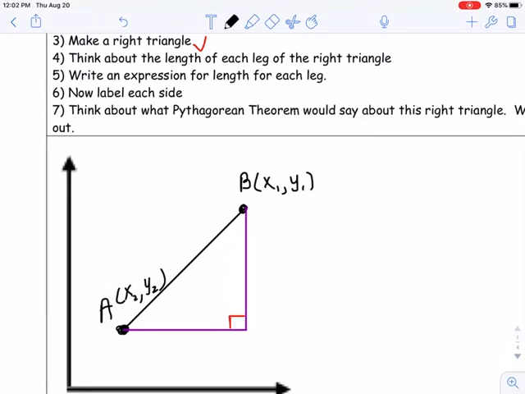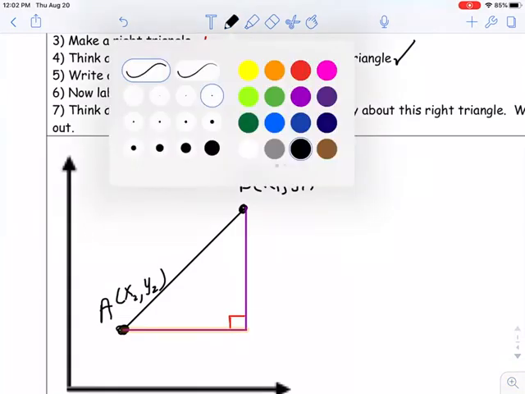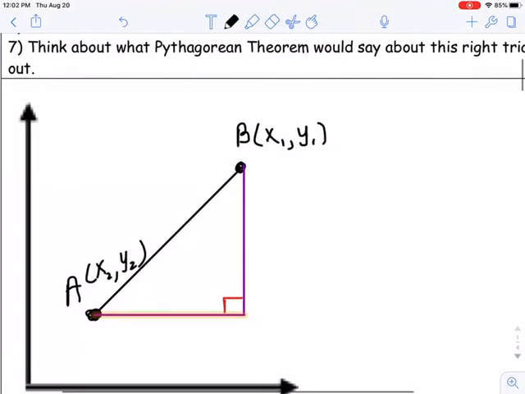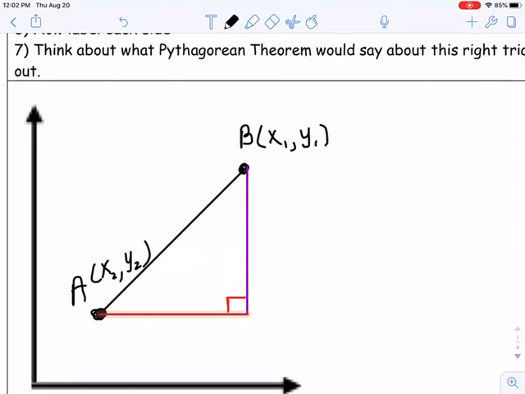I see the gears turning in your guys' head. Good job. You guys are so smart. Now we're going to write an expression for the length of each leg. So like this right here, what I just highlighted. If we want the length of this leg, well, we need the, let's see, this is the horizontal leg, so we need the horizontal distance.